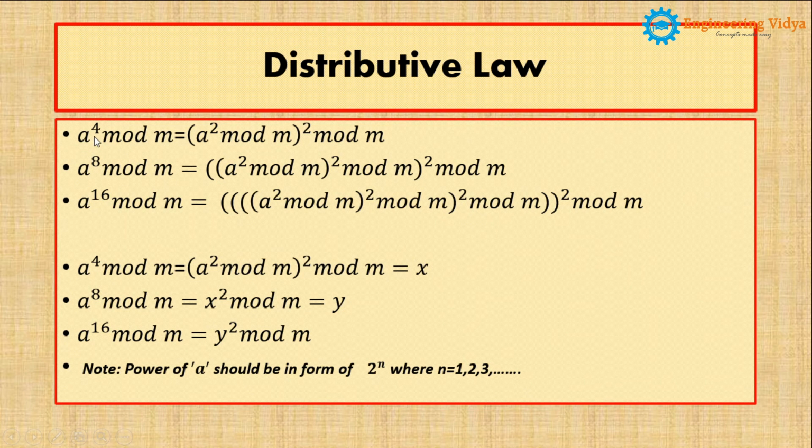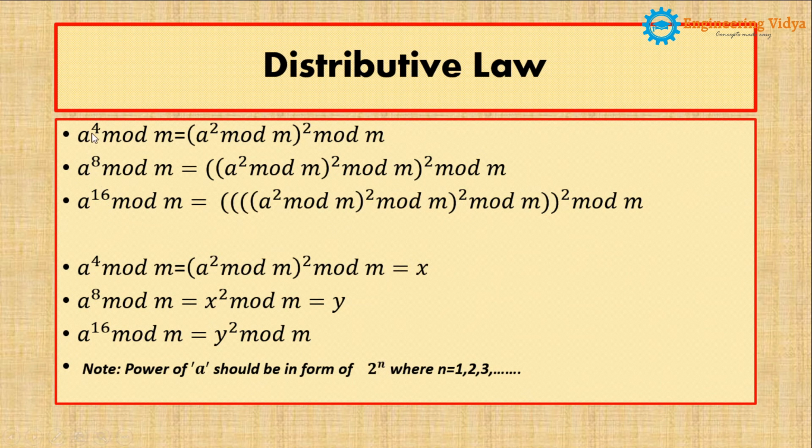Here the power is 4, here the power is 8 and here the power is 16. In the distributive law, the power of a should be present in the form of 2 raised to n, where n can be 1, 2, 3 or onward. It means that we have taken the power of a as 4 because it is 2 raised to 2. If I put n equal to 2, 2 raised to 2 becomes 4. If I put n equal to 3, it will be 2 raised to 3, which is 8, so here we have taken a raised to 8. If I put n equal to 4, it will be a raised to 16.